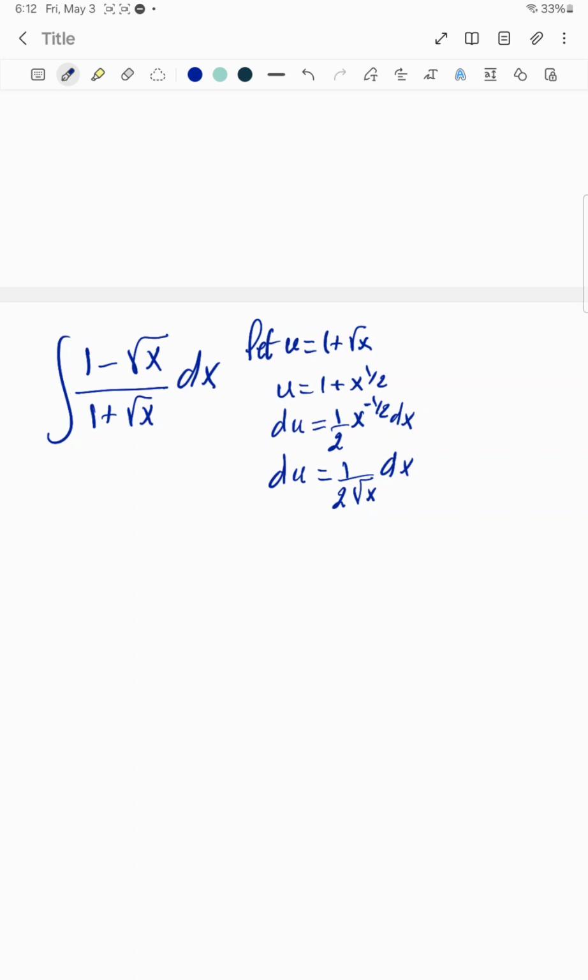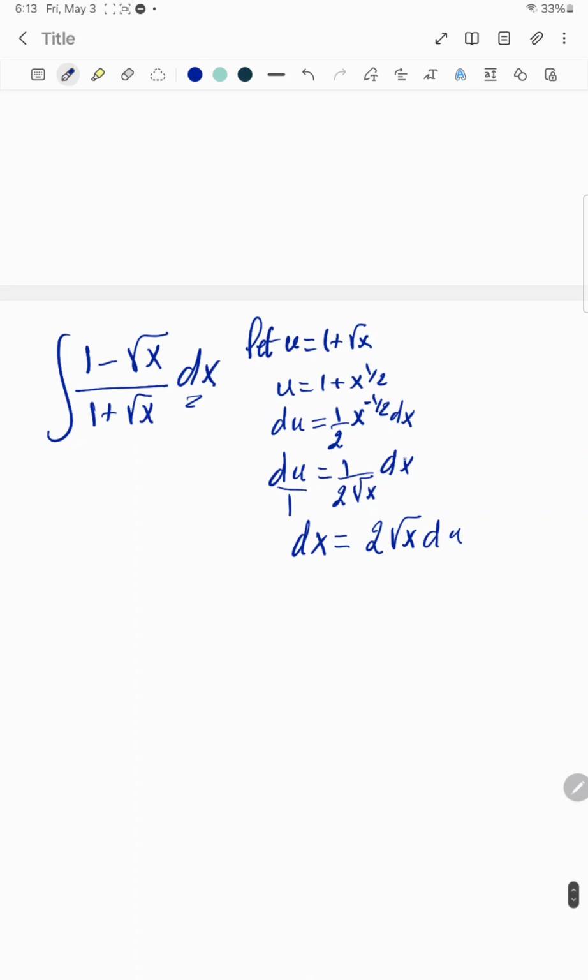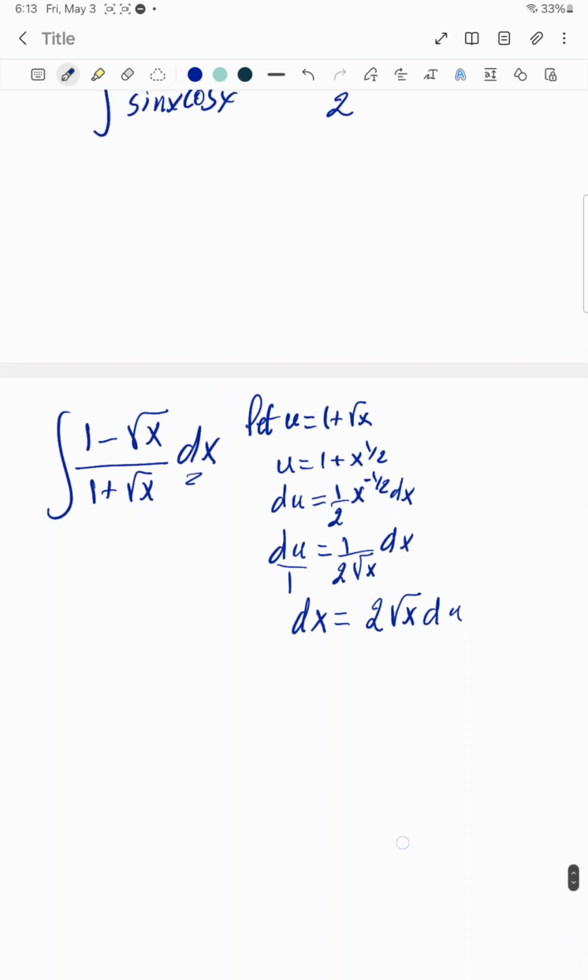But I have dx in the numerator. Let's calculate dx. My dx here is equal to square root of x du, because I did cross multiplication. So 1 times 1 is 1, 1 dx times 1 is dx, and 2 square root of x times du is 2 square root of x du.